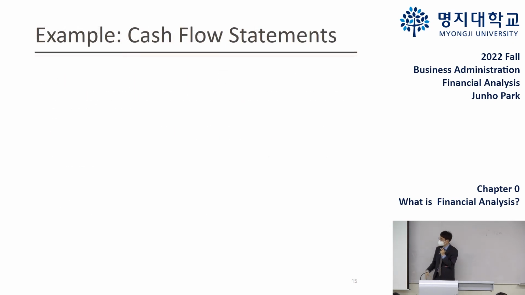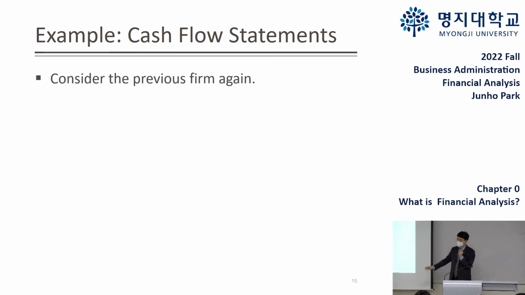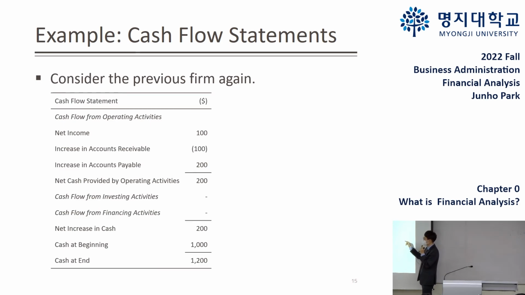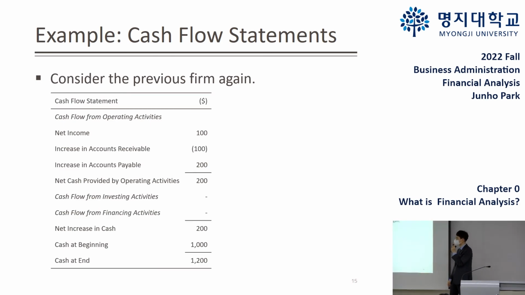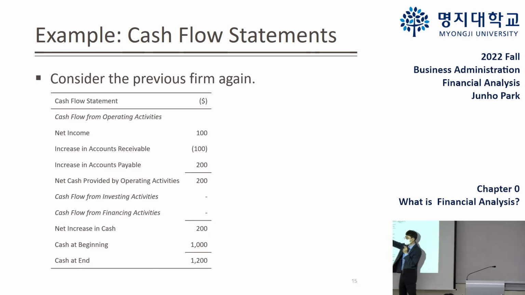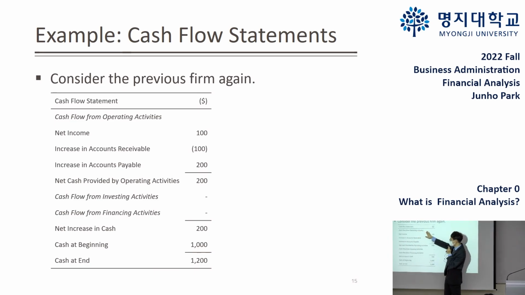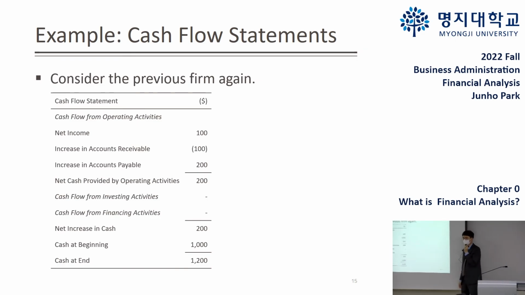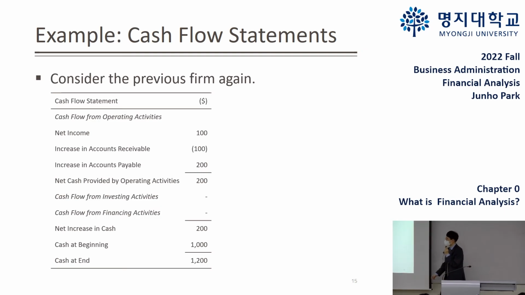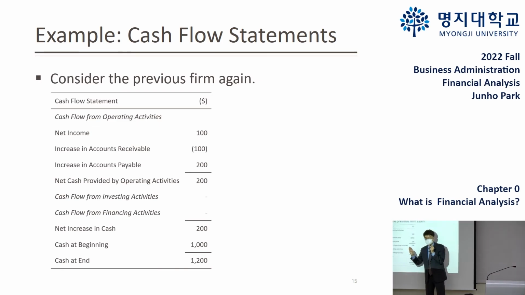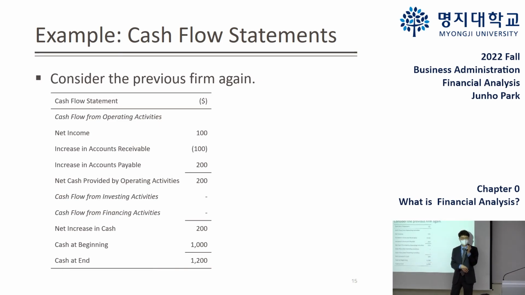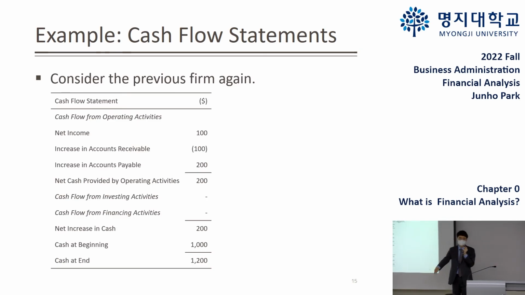So let me use the firm again, and let me write the cash flow statement for the firm. This is the cash flow statement for the firm that you founded. There are 3 categories: cash flow from operating activities, cash flow from investing activities, and cash flow from financing activities. Thankfully, it was a very simple example, so we have neither investing activities nor financing activities. We only had operating activities of purchasing and selling merchandise.